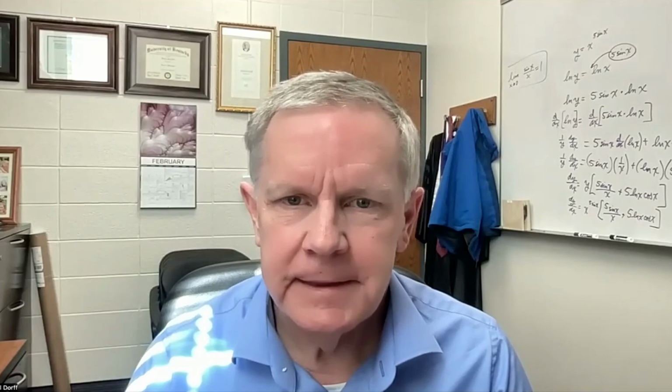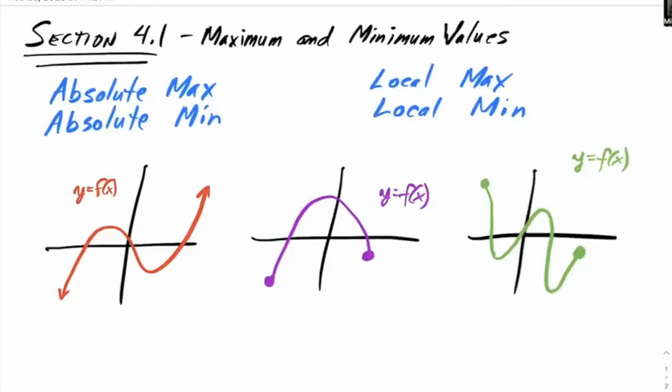Today we're going to talk about section 4.1 that deals with the absolute max and min values of functions. So first, to discuss this topic, we need to look at some definitions. What is absolute max? What's absolute min? What's a local max? And what's a local min? And we'll talk about this by doing some examples.